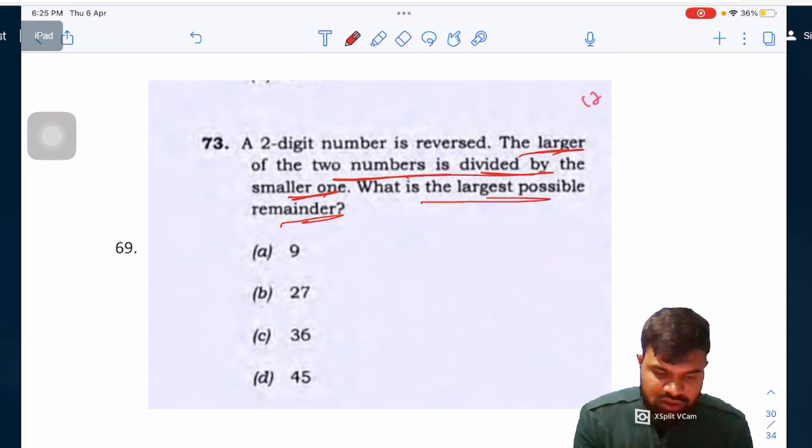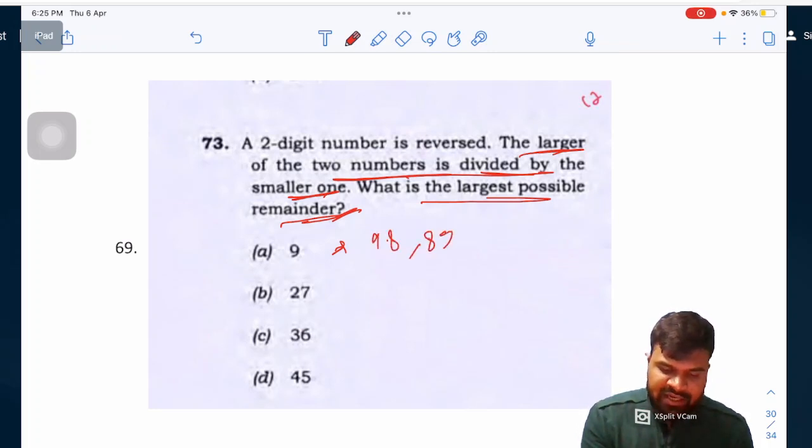This was done on the basis of options. This can be 98 and 89. This can be the remainder of 54 and 45. So the remainder will be 45.